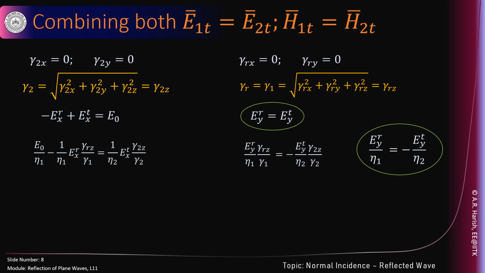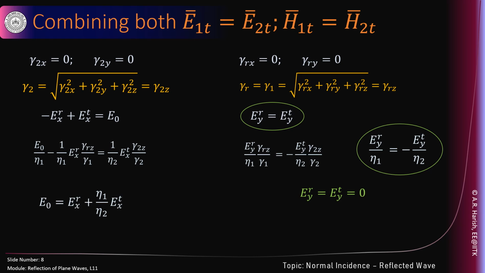What does it mean? It means only two things. Either eta 1 should be equal to eta 2, then the etas will get cancelled. But we know in our system eta 1 is not equal to eta 2. Therefore, for these two to be simultaneously satisfied, the only option we have is EYR should be equal to EYT and should be equal to 0. So beautiful. The incident wave is X-polarized and reflected wave is also X-polarized. Transmitted wave is also X-polarized because the Y components are 0.